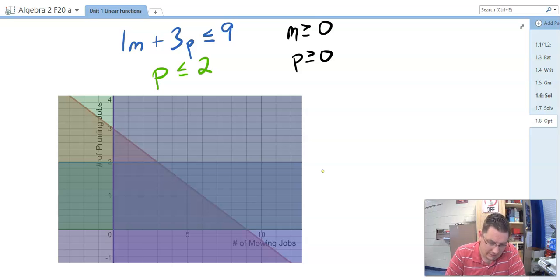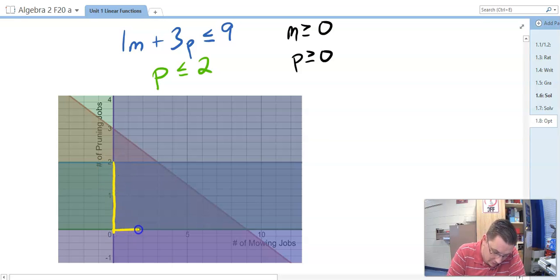The horizontal one here is p is less than or equal to 2. And you also see that I have m is greater than or equal to 0 and p is greater than or equal to 0. So where do all these overlap? It's going to be the darkest shading that we have, and it creates this trapezoidal figure here.